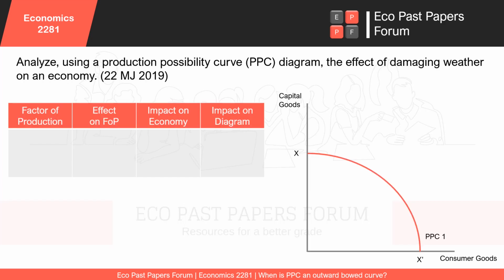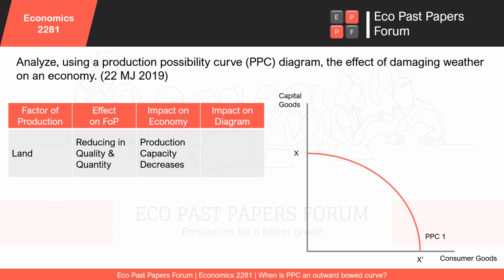So the first question is, analyze using a production possibility curve diagram the effect of damaging weather on an economy. The thing which we have to first see is what is the impact on the factor of production and what effect is being talked about. What effect will that have on the economy and then on the diagram. So let's say that we have a PPC. Currently an economy has a PPC of PPC1 which produces X amount of capital goods and X dash amount of consumer goods. We'll use this example to move forward.